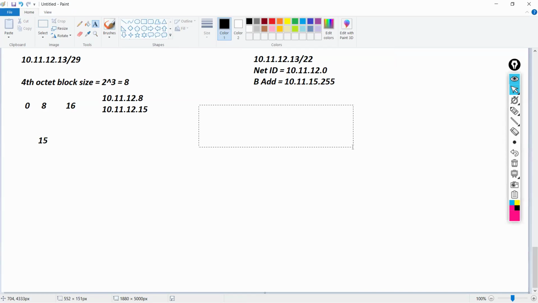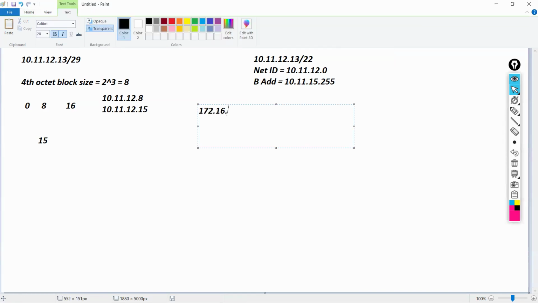Let's say one IP address is given to you.